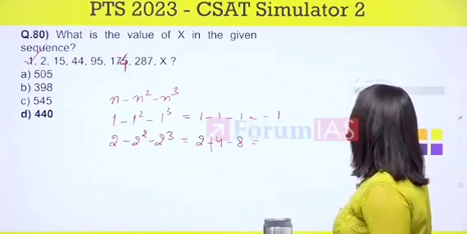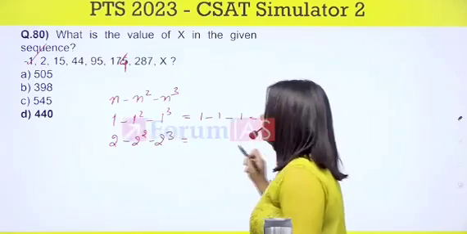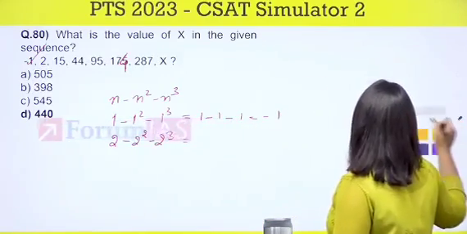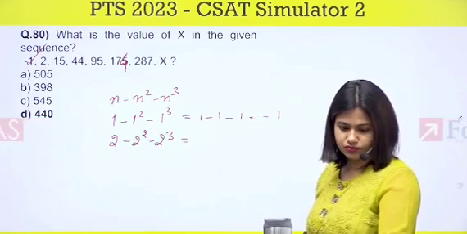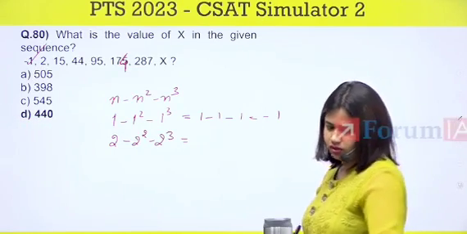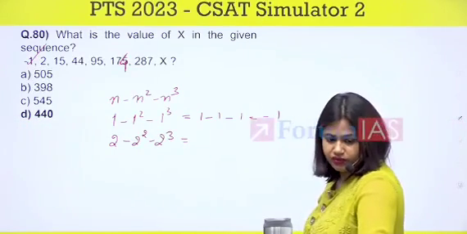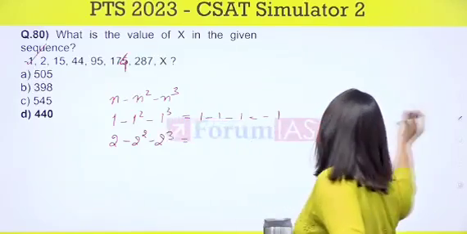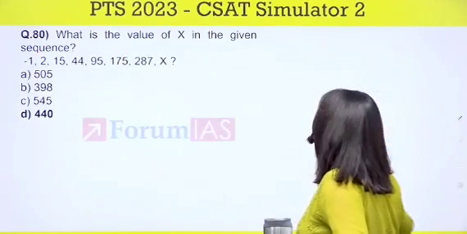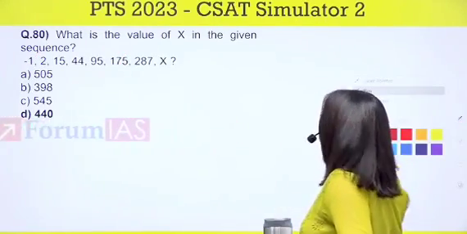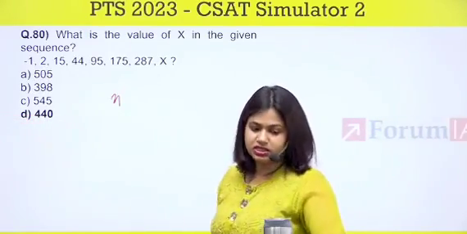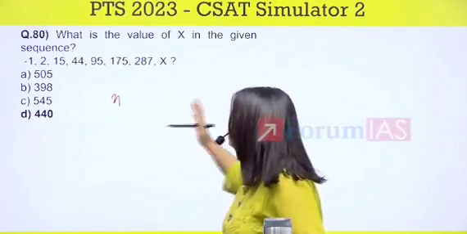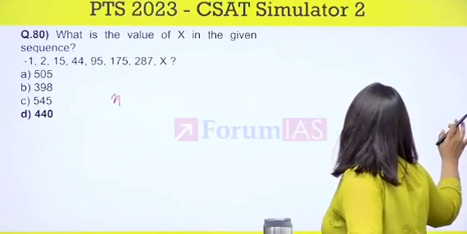Wait. So the second number is 2 plus... no, it is in the other order. Wait, let's do it again. The sequence actually is n cube minus n square. Yes. So question 80, I'll have to record it again.